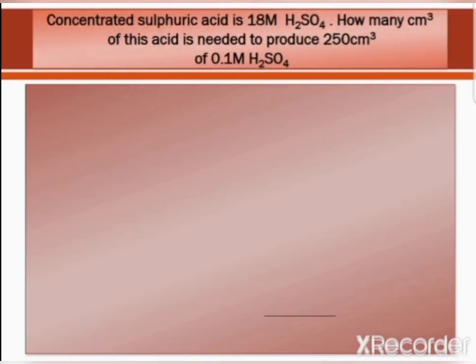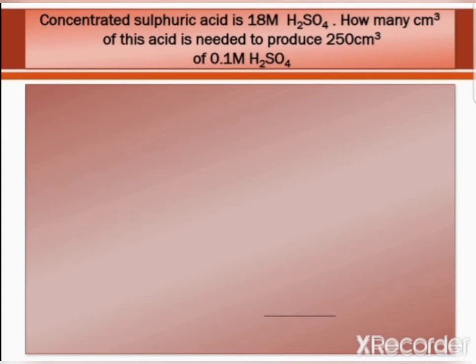Now, let us prepare a solution of given molarity by diluting a solution of known molarity. Concentrated sulfuric acid is 18 molar H2SO4. How many cubic centimeter of this acid is needed to produce 250 cubic centimeter of 0.1 molar H2SO4?